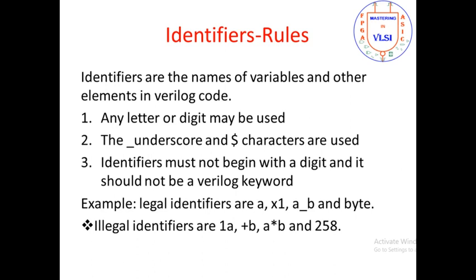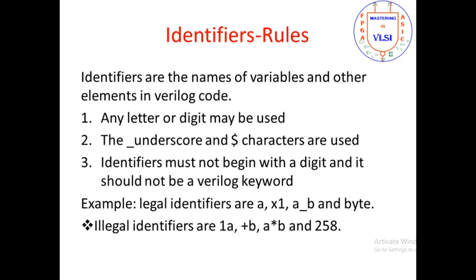What rules are there to identify any variable and signal? Those rules are a must in any language. Identifiers are the names of variables and other elements in Verilog code. Any letter or digit may be used, along with the underscore and dollar characters. Identifiers must not begin with a digit and must not be a Verilog keyword.